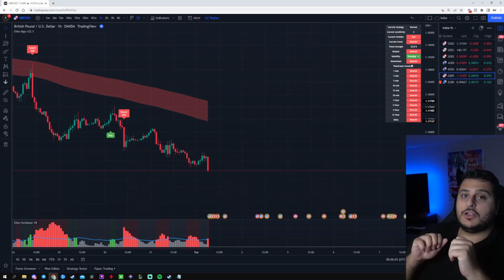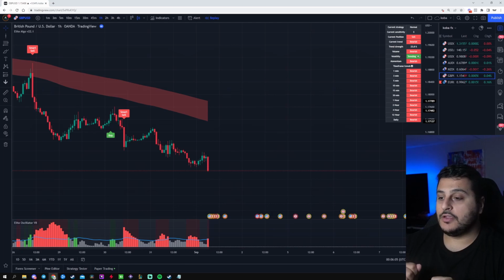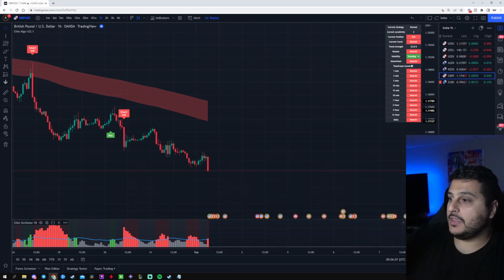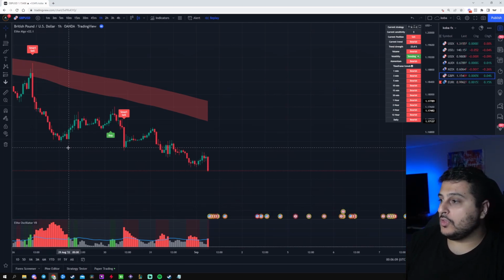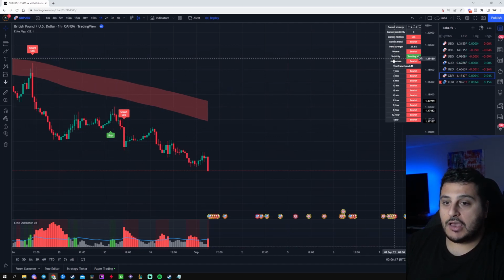All right, guys, let's move on and show you guys an example of a sell right here. So we're looking at, again, the 1-hour time frame. We're looking at British pound, US dollar. We can see that it is very bearish right now. We have a red trend cloud, and our last position was a sell, and we have a very bearish dashboard, as you guys can see.